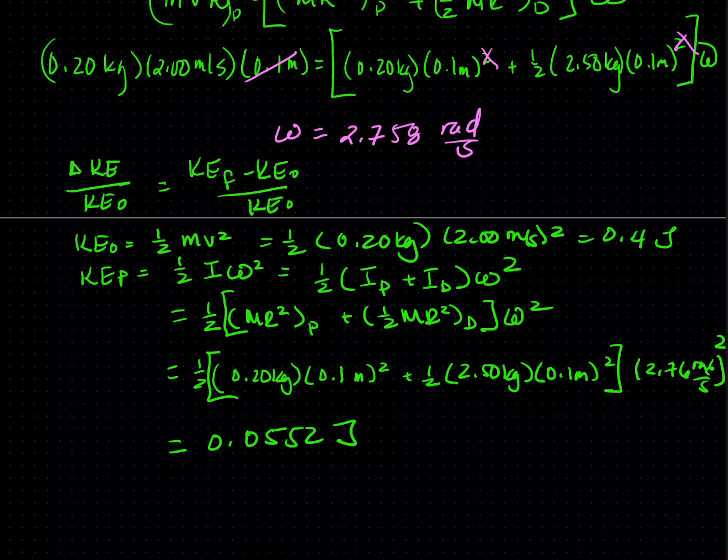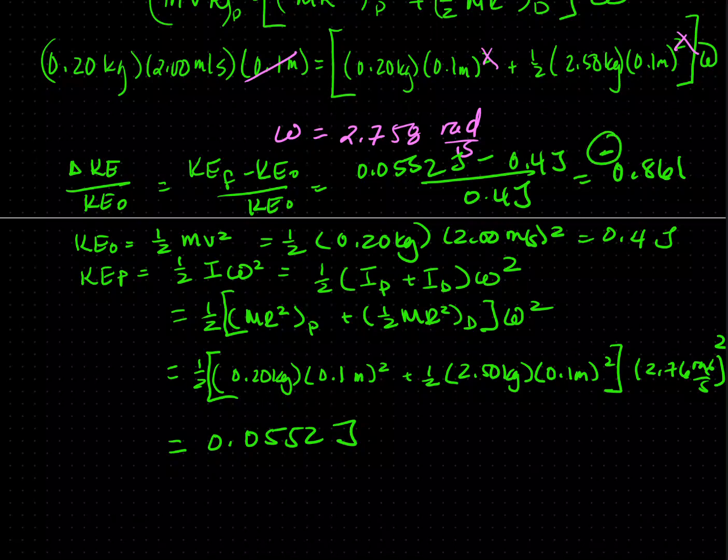So I need to do change in kinetic energy, which is KE final minus KE initial divided by KE initial. So this is going to be 0.0552 joules minus my initial, which is 0.4 joules, divided by 0.4 joules, which will equal 0.861 fraction. This comes out negative, so this means it was lost. If I multiply it by 100, it will be 86.1%.